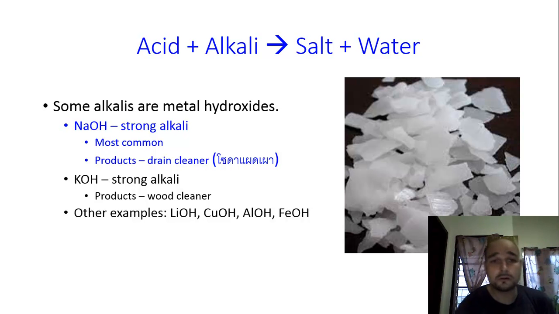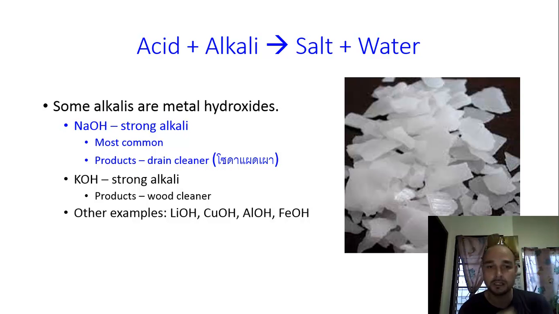So here is our general word equation for a neutralization reaction. It is an acid plus an alkali will make, the arrow means make or yield, give us salt plus water. So some alkalis are metal hydroxides. Sodium hydroxide is a strong alkali. It's one of the most common, and it's what you will probably know. It is a drain cleaner, and if you look at the picture, that's sodium hydroxide as a crystal, and the Thai word for this is sansone.